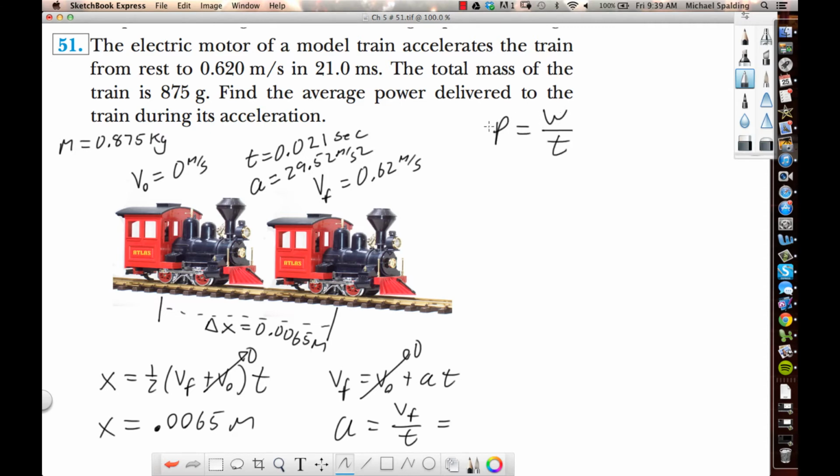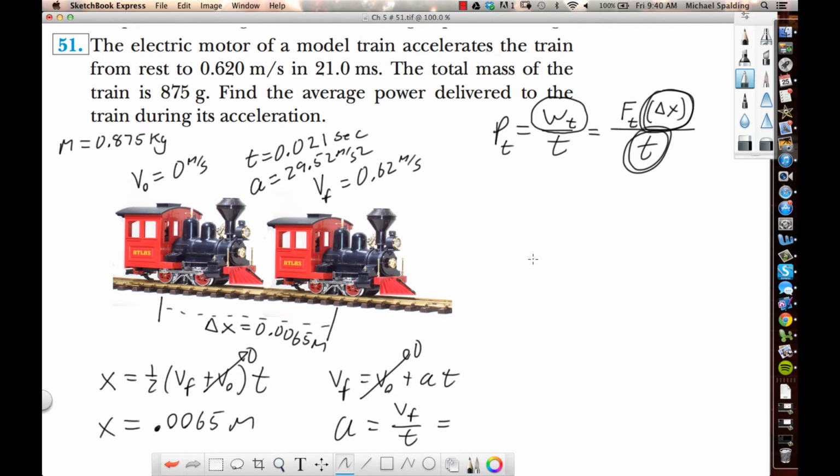Okay, so let's do power equals work over time. We're looking for the power of the train, so that's going to be the work of the train. What's the basic work equation? Force times displacement, that's going to be the force of the engine over time. Do we know the displacement? Yes, it's 0.0065. Do we know the time? Yes. What's the thing remaining? To find the force of the train.